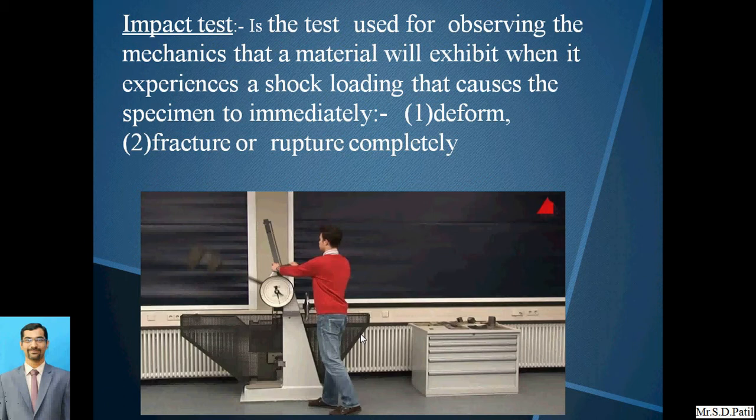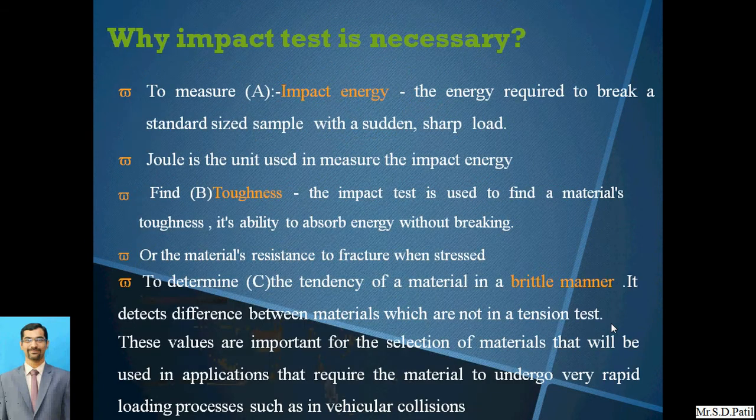Whether that specimen is deforming or it has completely failed, we are going to observe in that impact test. Here we can see the impact testing machine. Either the material gets deformed but will not be damaged permanently, or it will fail. In the first case, only deformation might be there, and in the second case, permanent rupture, or we can say fracture, is observed.